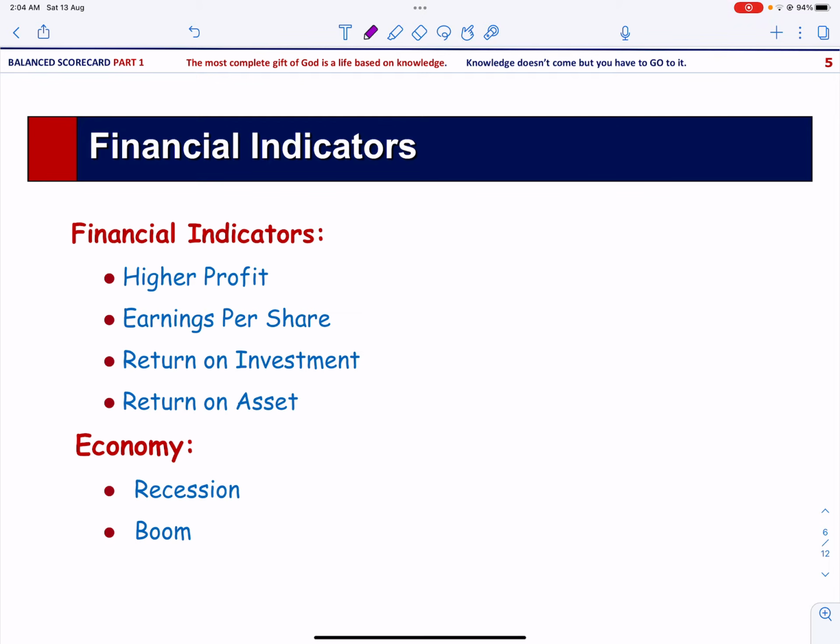The financial indicators are also called lagging indicators, as we know the result after the event. For example, in income statement, profit is calculated by deducting expenses from revenues. We get the result after the event has happened, and this may be too late to take corrective actions. That's why it is a lagging indicator.